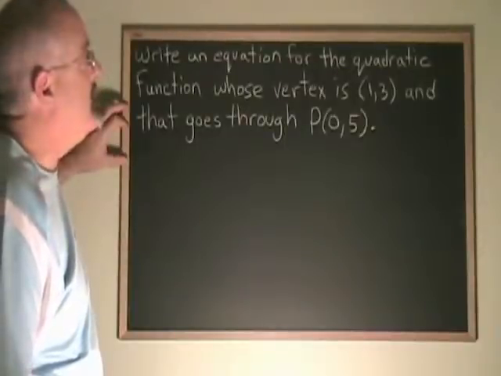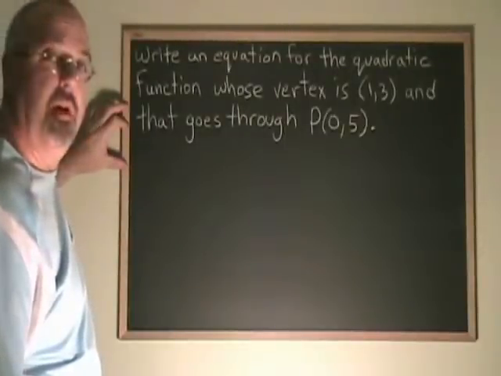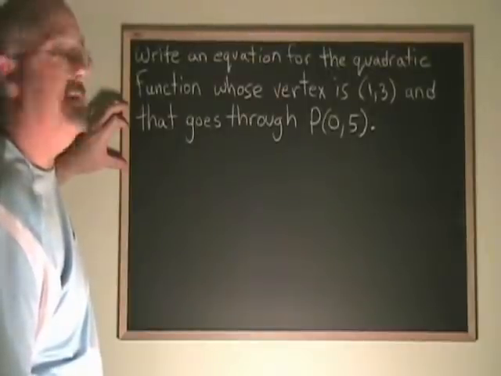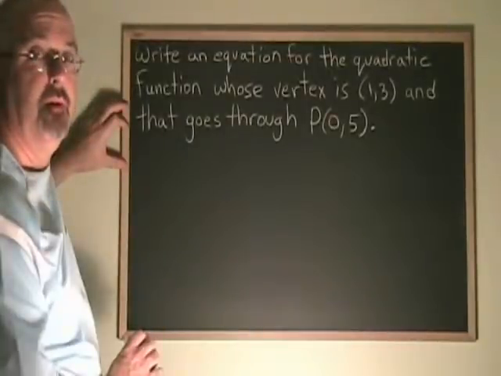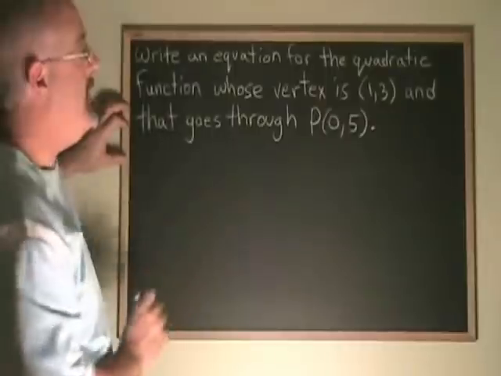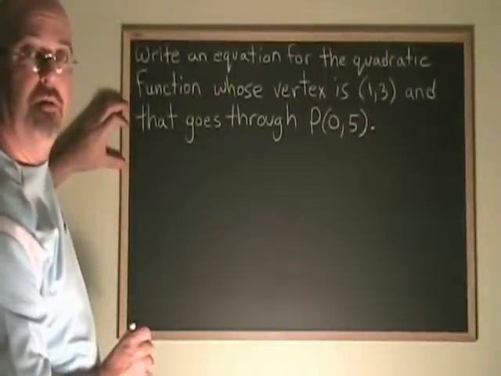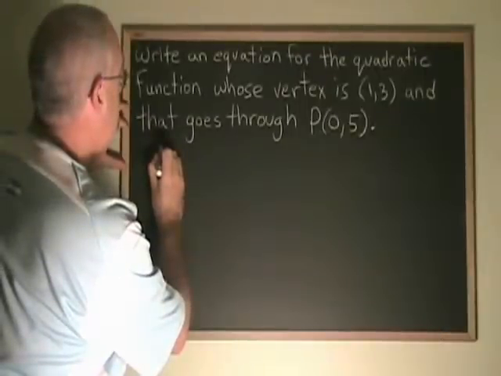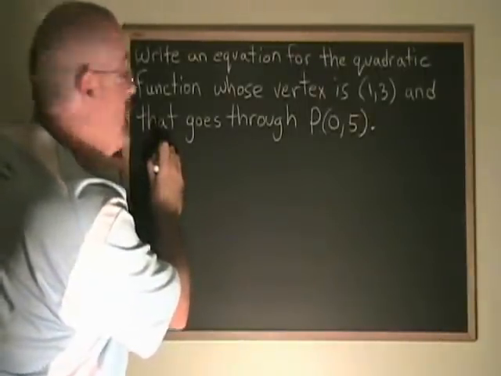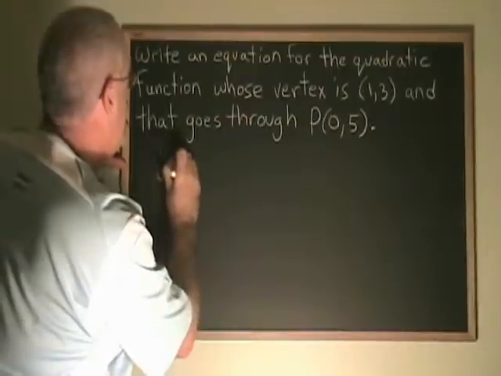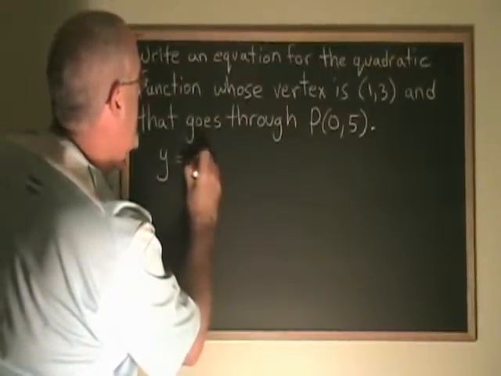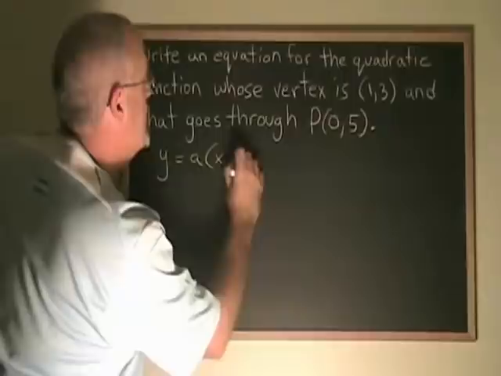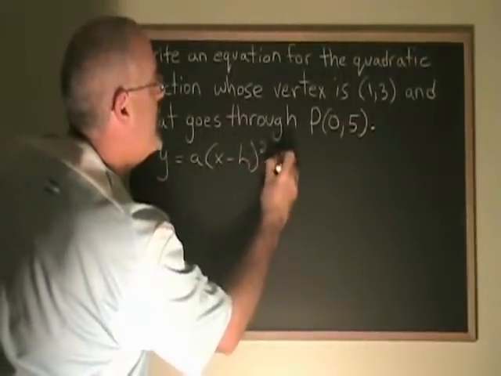This question asks us to derive the equation for a quadratic function given the vertex and another point. The vertex is (1, 3), and the other point is (0, 5). What I do is I write down the standard form for the equation of a quadratic: y equals a(x minus h) squared plus k.